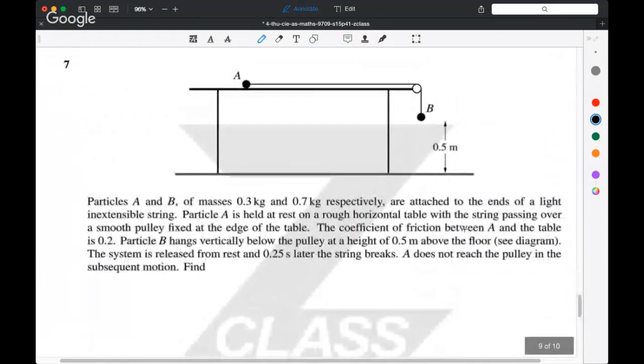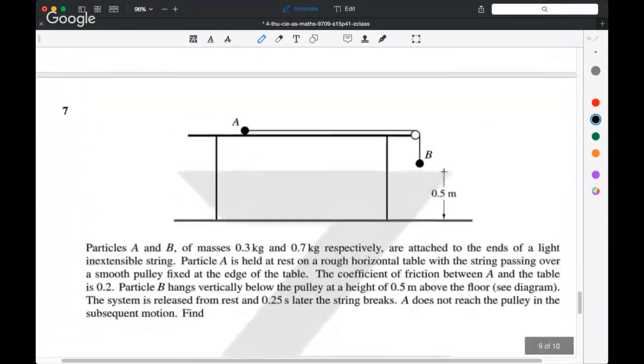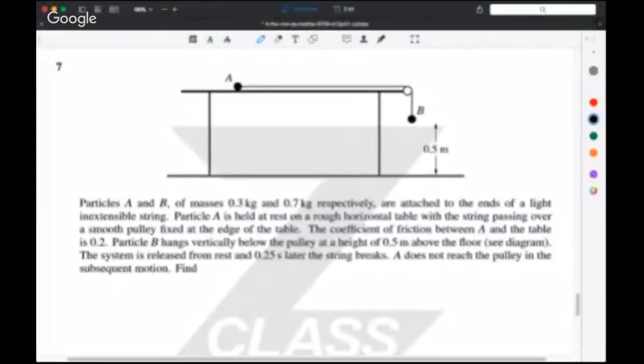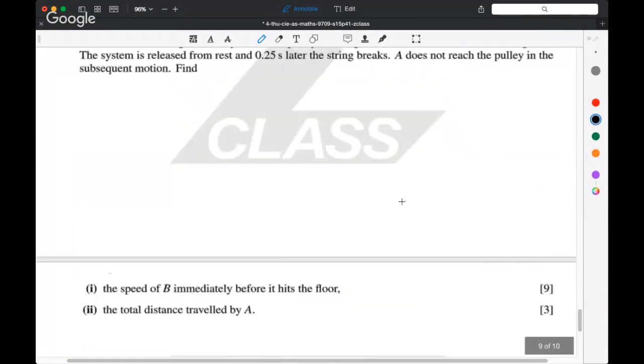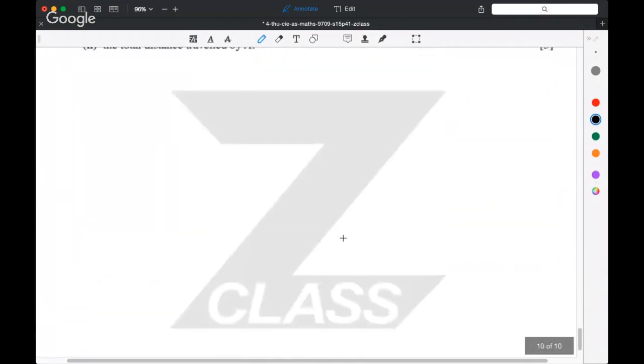Hopefully it'll help you. Okay, so last question. They spend a lot of time describing it, but essentially you have two time periods. You have the time period after the whole system is released from rest but before the string breaks, and you have the situation after the string breaks. So let's look at before the string breaks. We're finding the speed of B immediately before it hits the floor. That's our first task, and they've given us 9 marks for this.